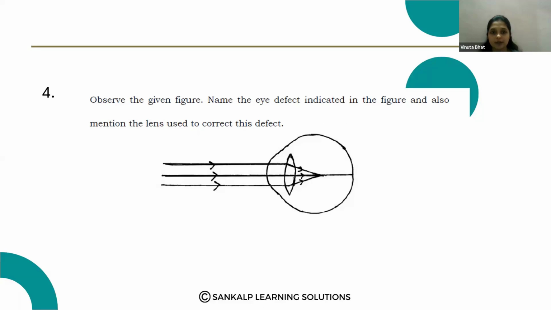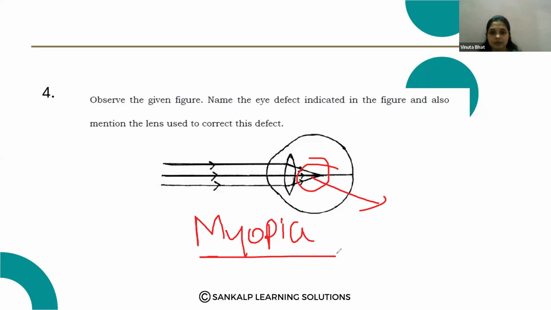Observe the given figure. Name the eye defect indicated in the figure and also mention the lens used for the correction of this defect. Here you can see the image formation. If you observe the image formation, the eye defect is myopia. Which lens is used here? Concave lens.